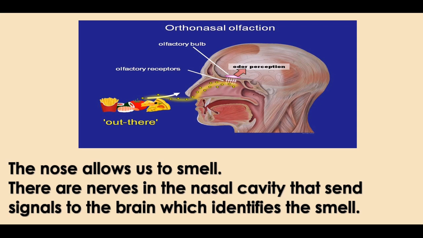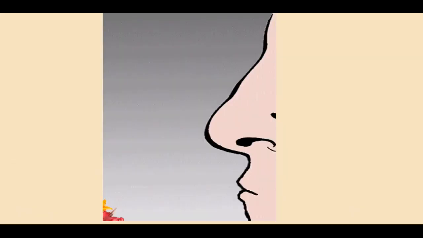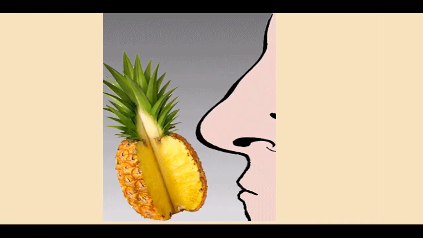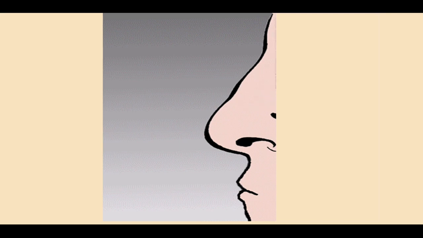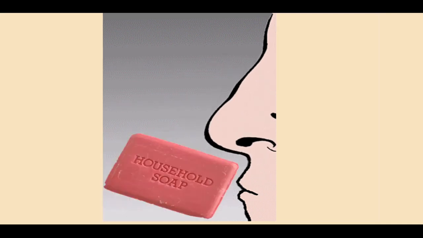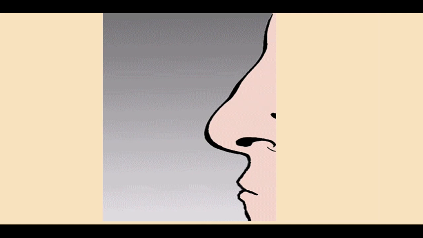What organ allows us to smell? Excellent! Our nose. And our nasal cavity, that is the part of our nose who sends signals to our brain to identify the smell. What part of our nose sends signals to the brain to identify smell? That's great! That is our nasal cavity. If we smell something, nasal cavity will send signals to the brain and the brain will identify the smell.